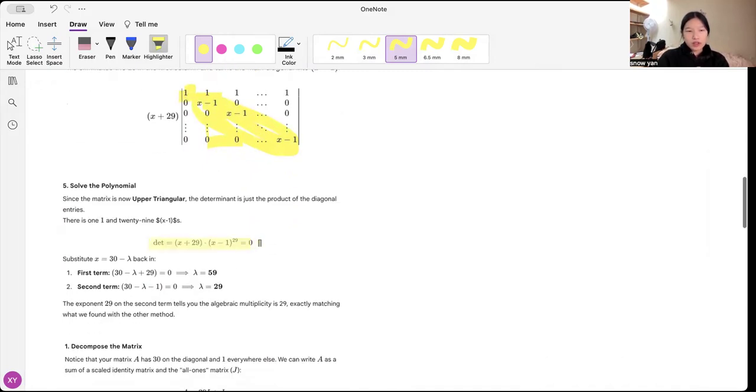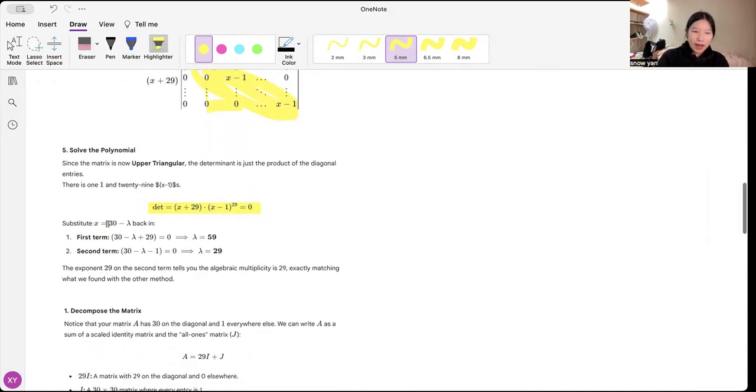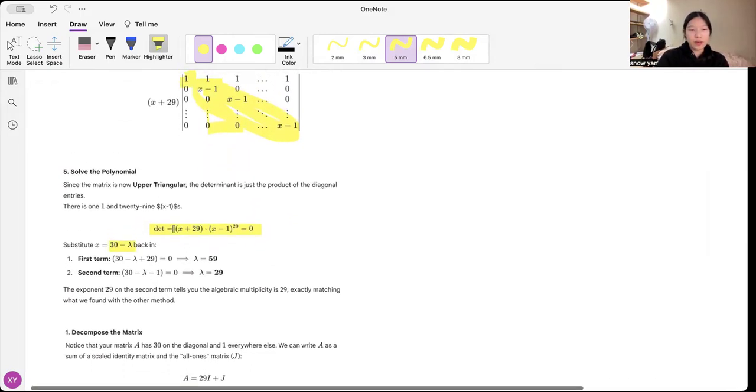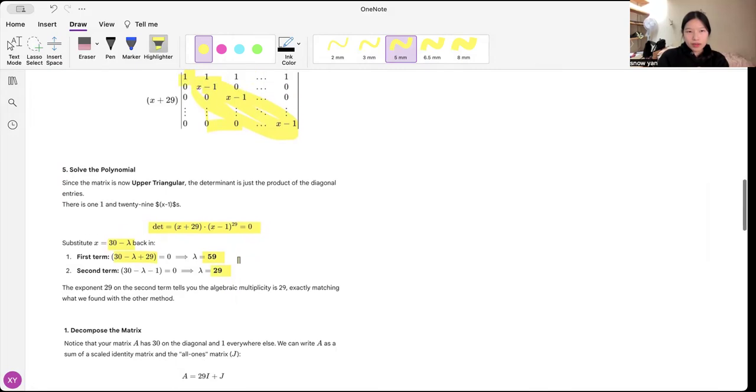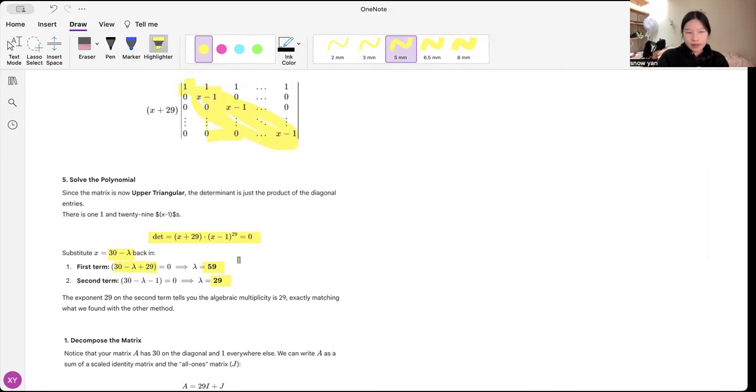So here we see this determinant is equal to this form. We substitute back, since x was replaced for 30 minus lambda. So we get 30 minus lambda plus 29 is equal to 0, so lambda is 59. Our second term is 30 minus lambda minus 1 equals 0, so lambda would be 29. The 29 has multiplicity, I can't even pronounce it. Basically one eigenvalue has 29 of them and the other has one of them.